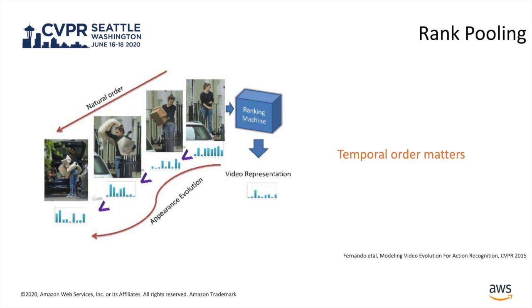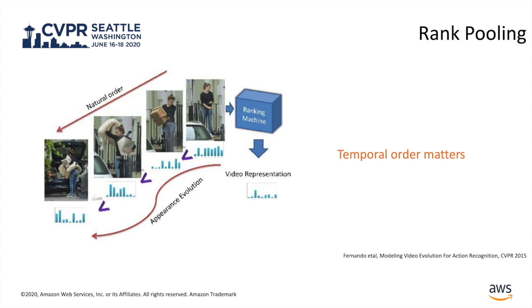Rank pooling, also known as learning to rank, starts from a CVPR 2015 work, Video Darwin. It uses a ranking machine to learn the evolution of appearance over time and return a ranking function. The ranking function should be able to order the frames of a video temporally. Thus, we can use a parameter of this ranking machine as a new video representation.